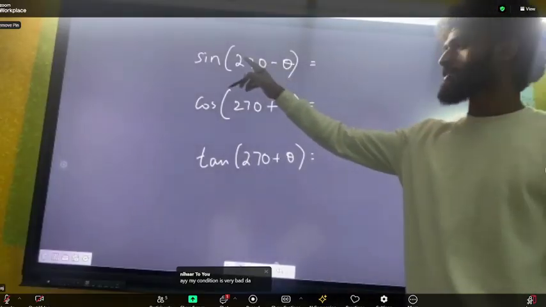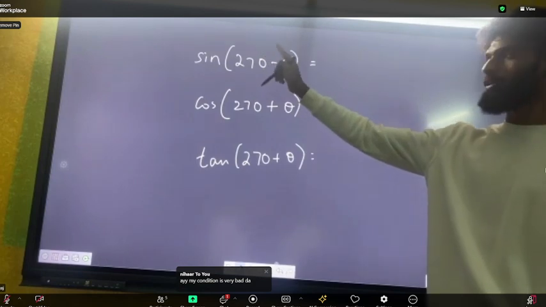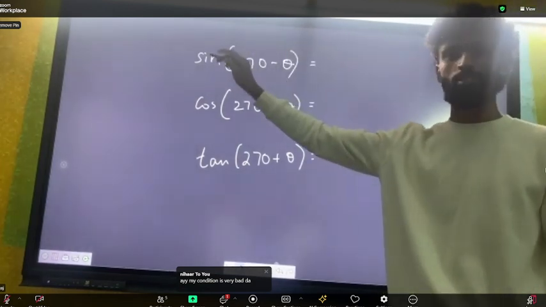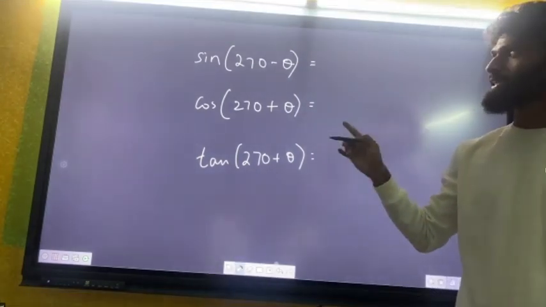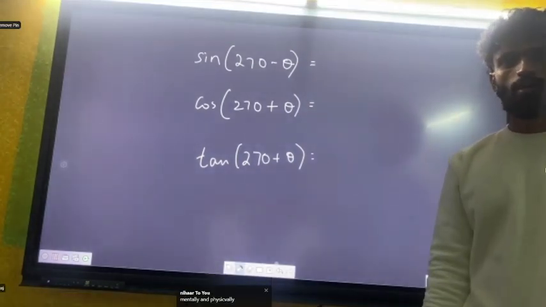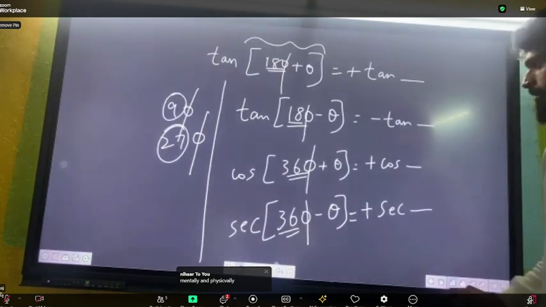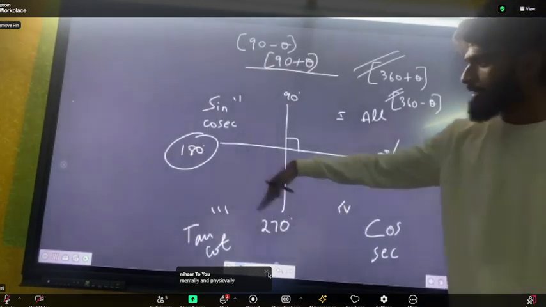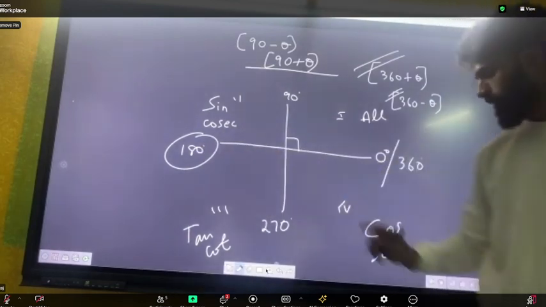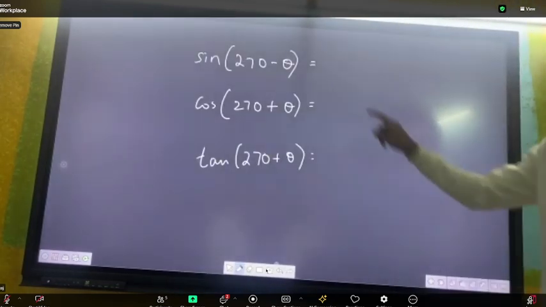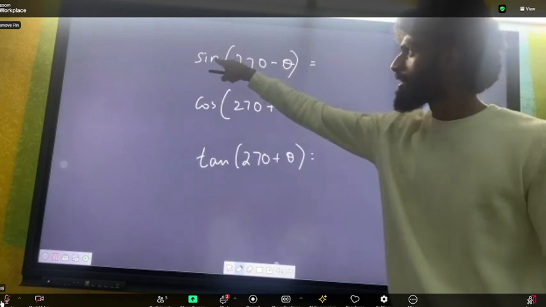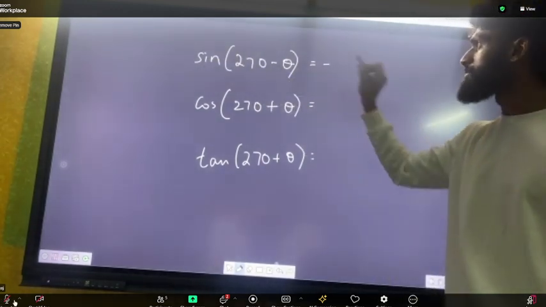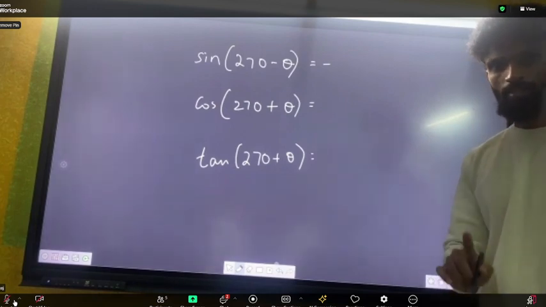First of all, the first question says sine of 270 minus theta. Where do we start, the bracket first or the ratio first? The bracket. 270 minus theta. You tell me what quadrant? The third quadrant. Okay, go back to my question. In the third quadrant, is sine positive or negative? Negative. We will put a minus. Correct?